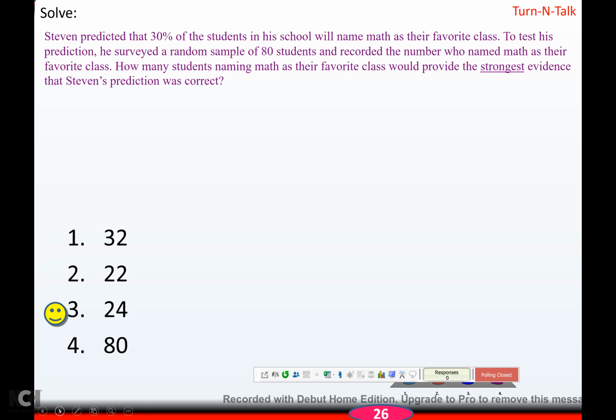And hopefully you got 24. It says, Stephen predicted that 30% of the students in his school will name math as their favorite class. To test his prediction, he surveyed a random sample of 80 students and recorded the number who named math as their favorite class. How many students naming math as their favorite class would provide the strongest evidence that Stephen's prediction was correct? Well, what is 30% of 80? Well, that's 0.30 times 80, which would be 24.